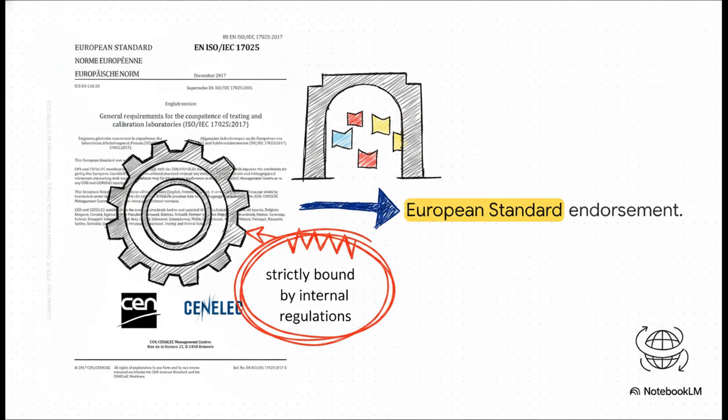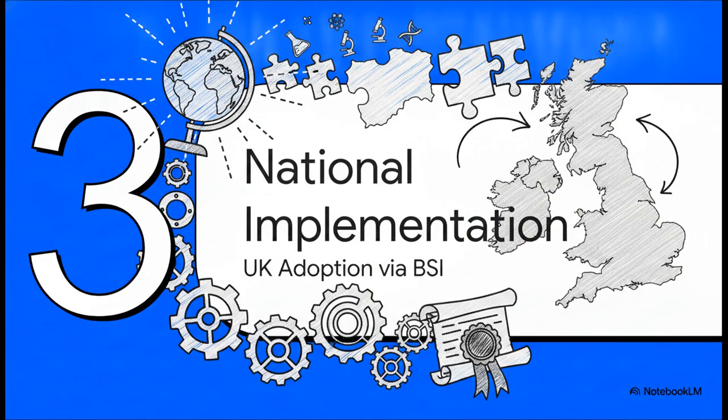The absolutely critical phrase found right there in the text is "without any alteration." A regional body acts as a super rigid bridge, essentially ensuring the global consensus doesn't get watered down or tweaked as it crosses borders. Which brings us to Part 3, national implementation, UK adoption via BSI.